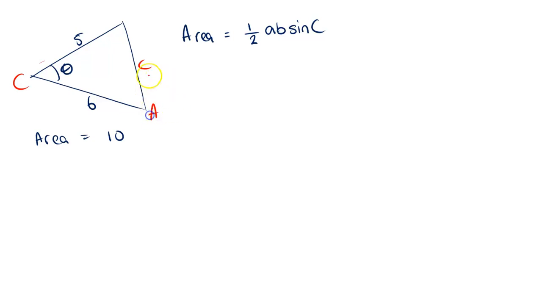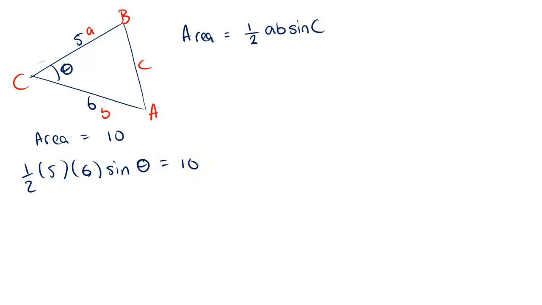And then again, it doesn't matter which way around we do these. I will call that A. And then this side here can be B. Now it's a case of substituting into the formula. So I have a half times A, which is 5, times B, which is 6, times sine of theta, in this case, is all equal to 10.